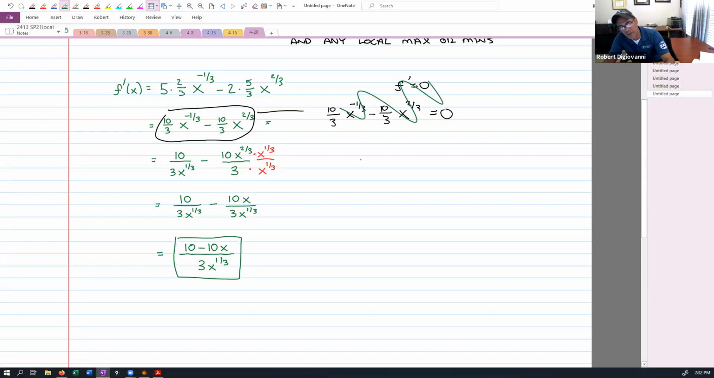And now I'll set that equal to 0. So that means I set (10 minus 10x) over 3x to the 1/3 equal to 0. But that means all I have to do is set the top equal to 0, because I've told you all that already. And that just means that 10 equals 10x, which means x is equal to 1.